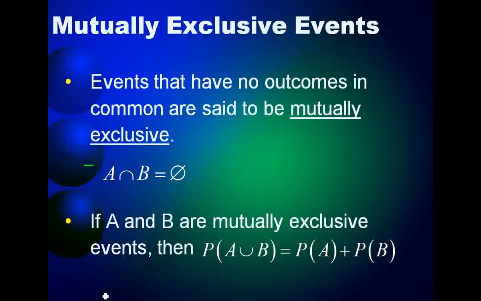Alright, mutually exclusive means that they don't have anything in common. The empty set means no elements. So A intersect B being empty says there's nothing that is in both A and B. So they're mutually exclusive, meaning there's nothing in common. If they're mutually exclusive, you can find the union by adding together the 2 probabilities.